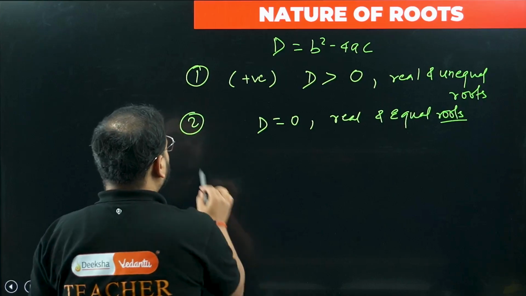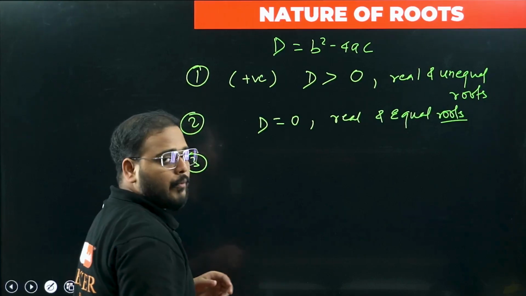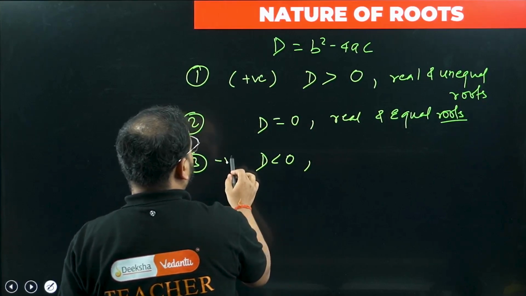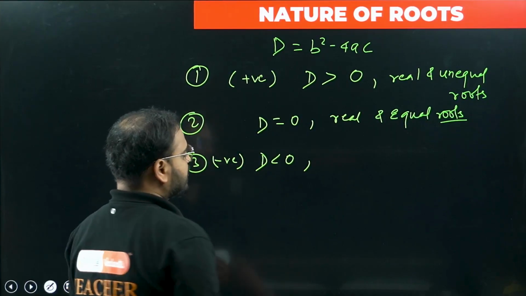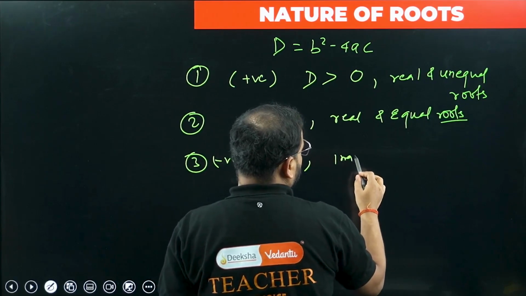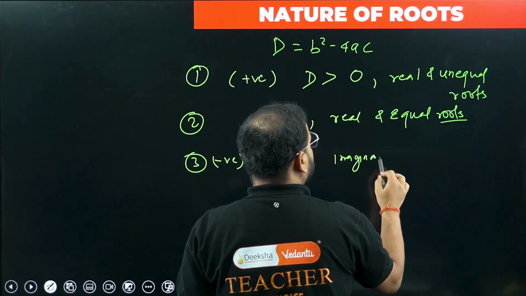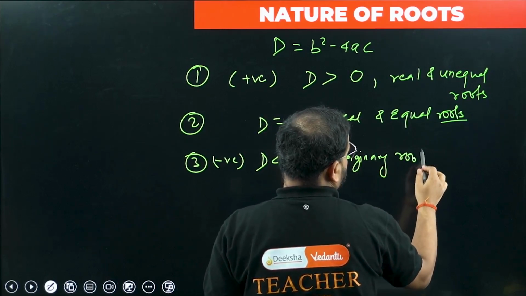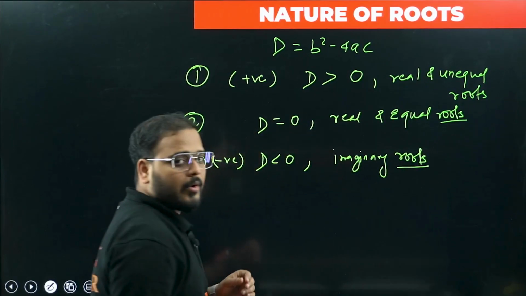What about the last one? Third one, when D is less than 0. Discriminant value is negative. What are you going to write this condition as? Imaginary or unreal roots. Imaginary roots.